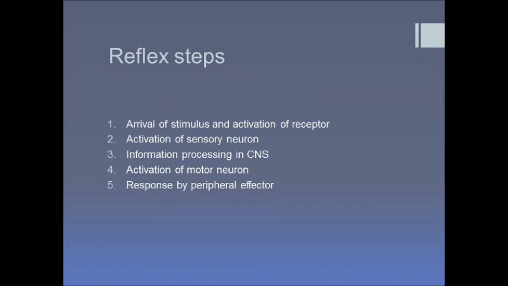So there are 5 main steps for a reflex. First is the arrival of a stimulus and activation of the receptor. Then the sensory neuron is activated. Information is then processed in the central nervous system. The motor neurons are activated, and then there's a response by the effector.